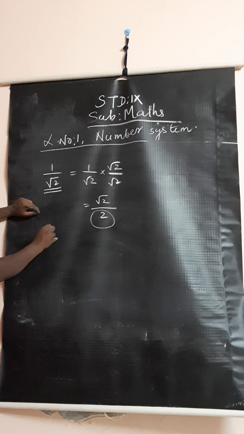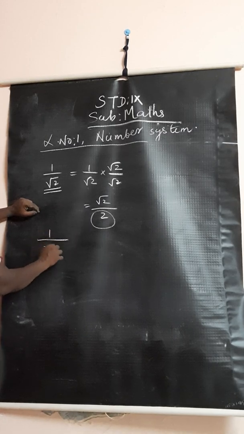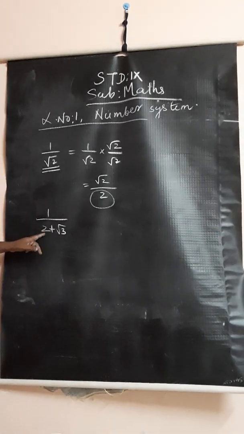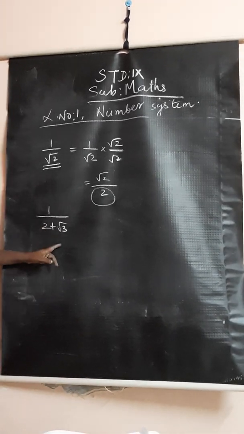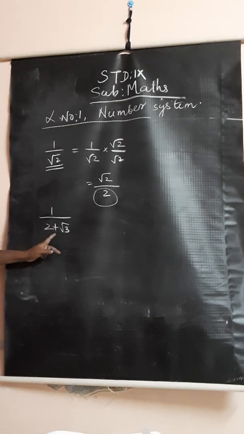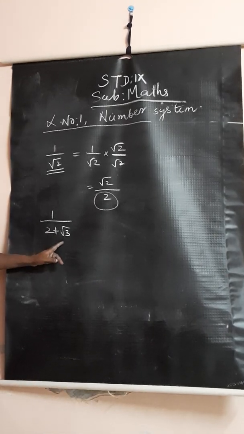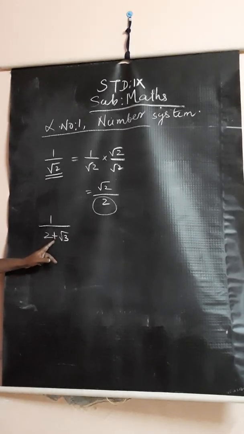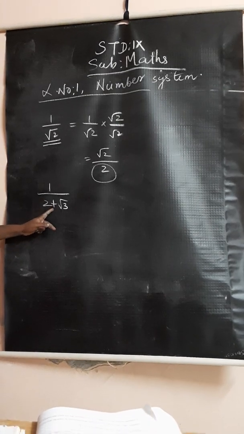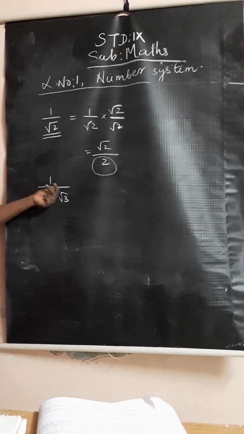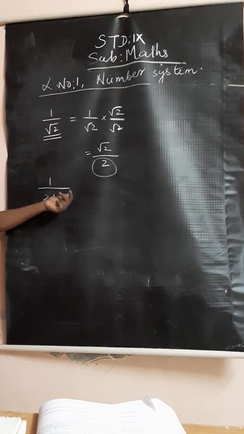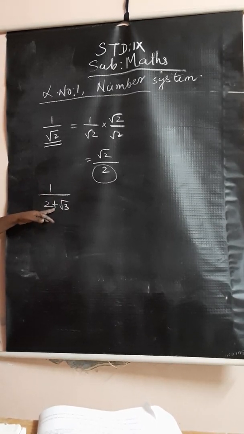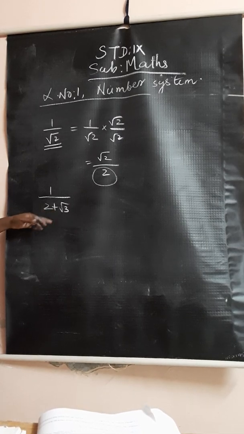For example, another question: 1 by 2 plus root 3. Here the denominator is 2 plus root 3, and we need its rationalizing factor. How do you get it? Change the middle sign: 2 minus root 3. The denominator has 2 terms, and we call this a binomial. In this binomial, by changing the sign of the middle term, you get the rationalizing factor.